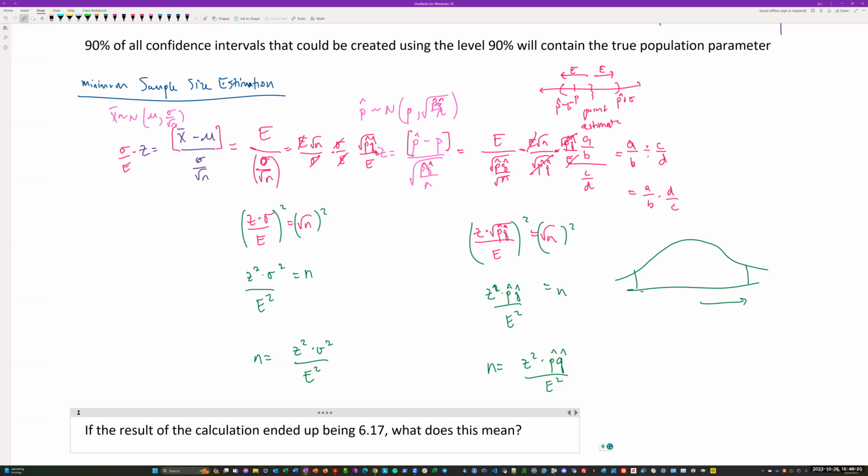And then let's say you knew what Z was, and you knew what sigma was, and you knew what E was, whatever, which we're going to do in a second. And just to say the answer ended up being this number. What does that mean? So you're going to sample 6.17 people? No, I'm just saying, what does that mean? Can't sample 6.17 people, right? So what are you going to do?